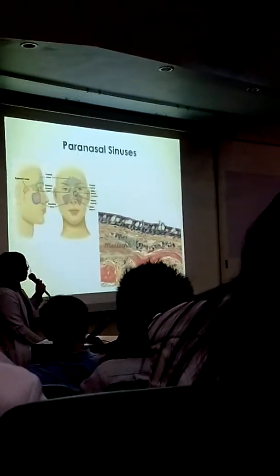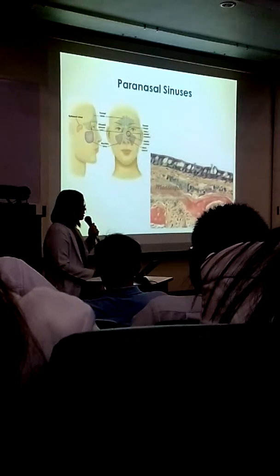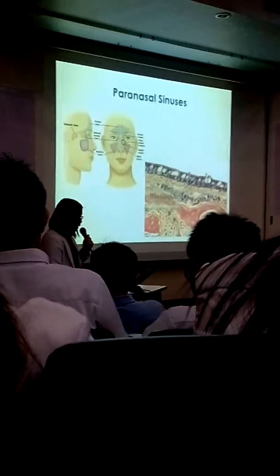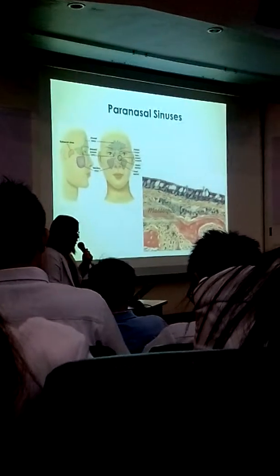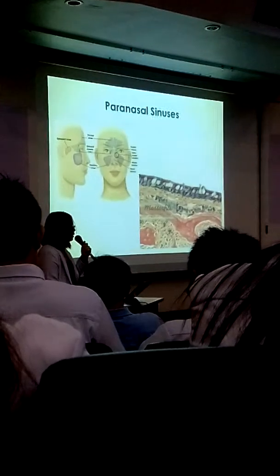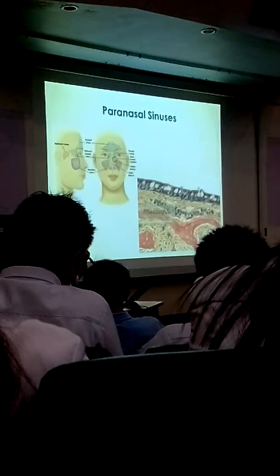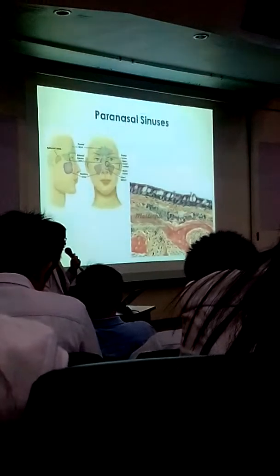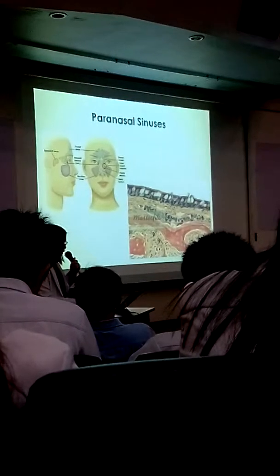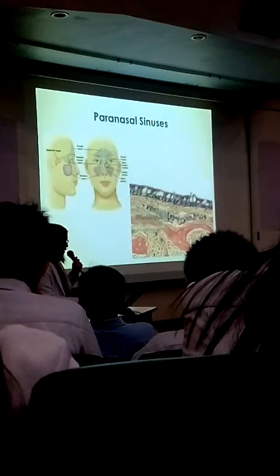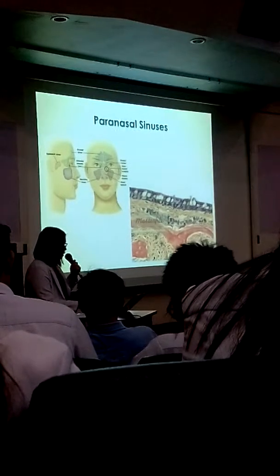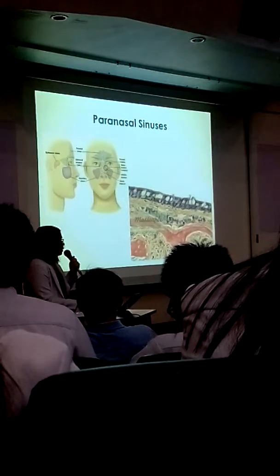So next we will be discussing the paranasal sinuses. What's the epithelial lining of the paranasal sinuses? It is still pseudostratified columnar ciliated. What are the sinuses found in your face? What are the 4 sinuses? Frontal, maxillary, ethmoid, and sphenoid. The paranasal sinuses have the same respiratory epithelium as the rest of the respiratory system with numerous goblet cells.